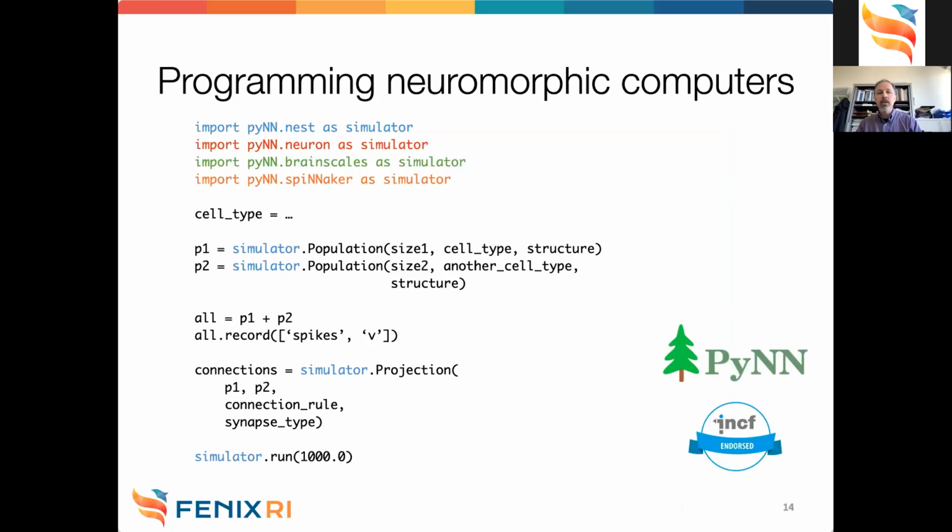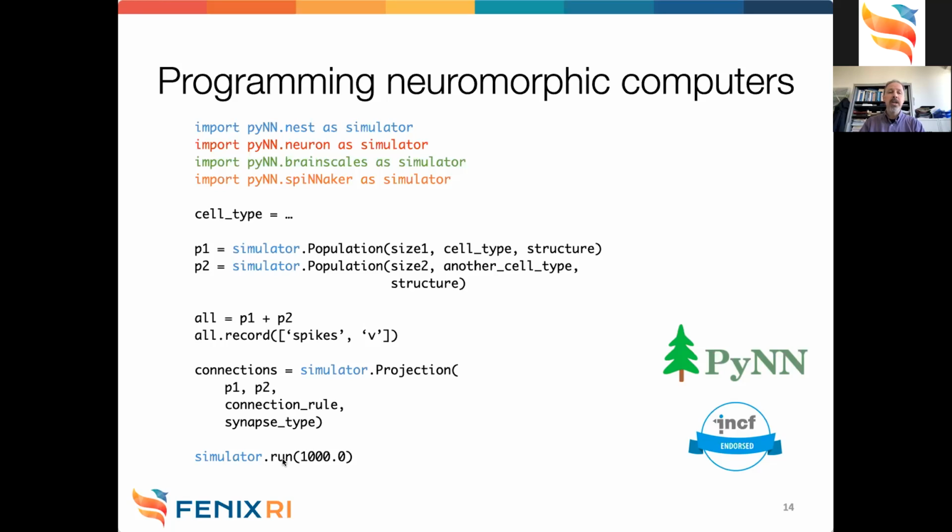This is what PyNN looks like as a Python script. So here, for example, we've specified our cell type. We're creating two populations, one population with this cell type, another population with another cell type. We can record from all of these neurons, record the spikes they produce, we can record their membrane potential, and we can connect them together with some synaptic connection rule, and then run the simulations.